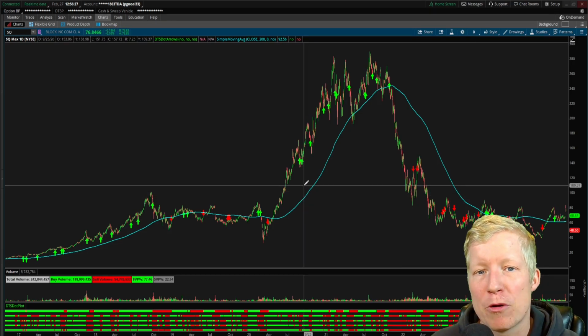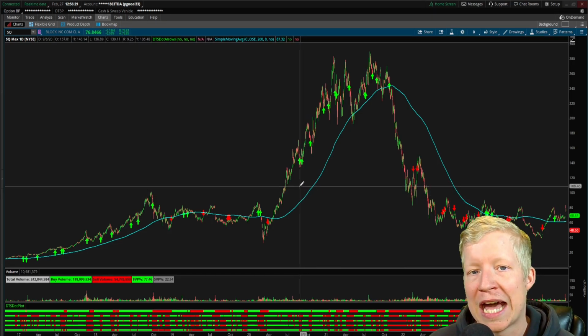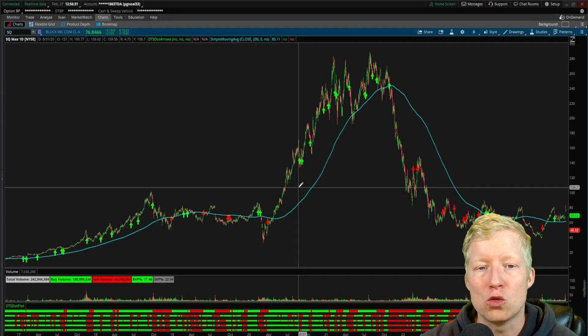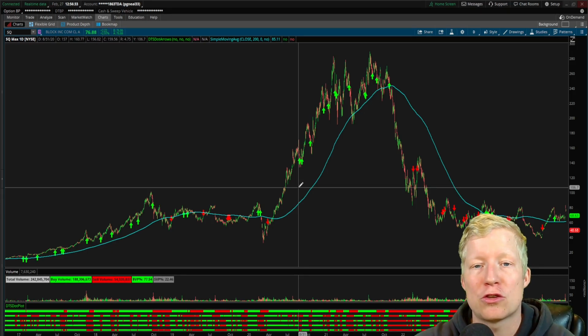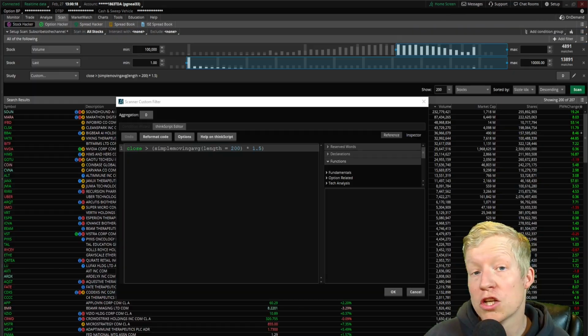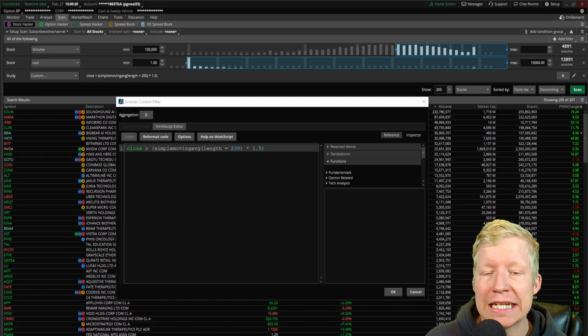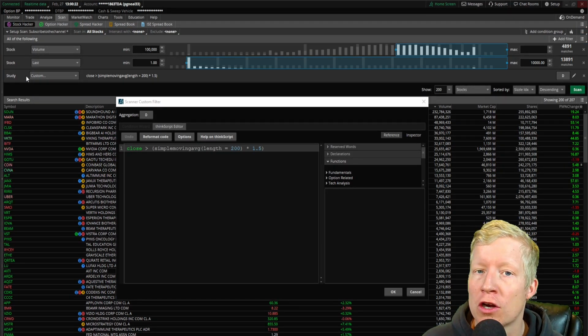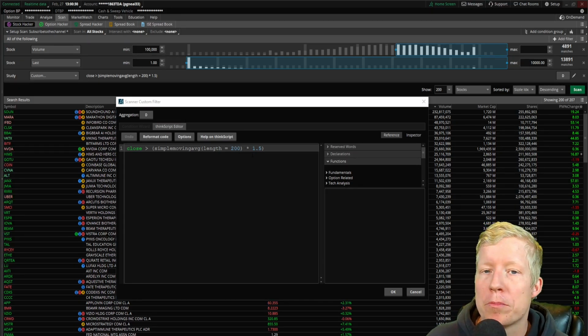So let's go ahead and jump over to the scanner, show you how I built that, show you how I not only use that by itself, but how you can plug it into other scanners, why it's useful, this, that, and the other. So here is the code I have injected into a study filter within my scanner on ThinkorSwim. Close is greater than simple moving average with a length of 200 multiplied by 1.5.